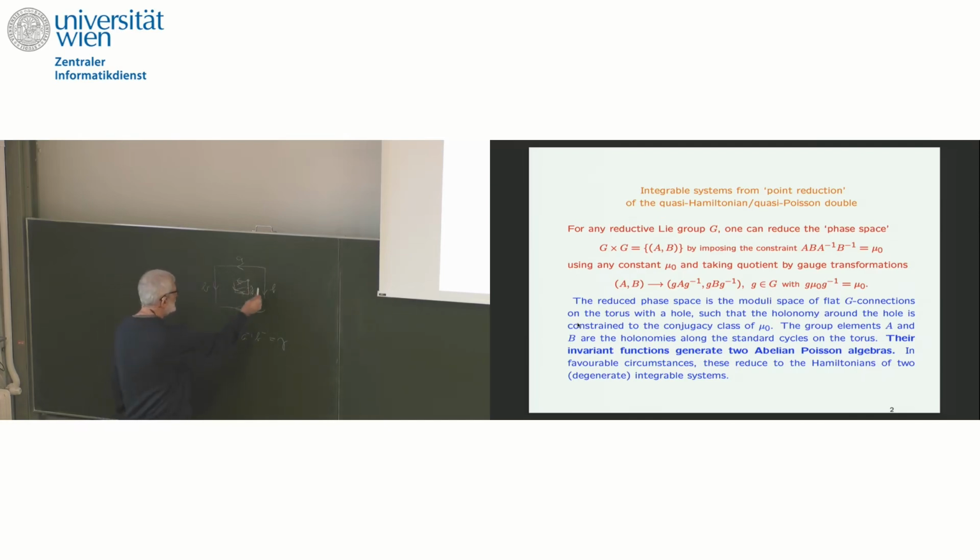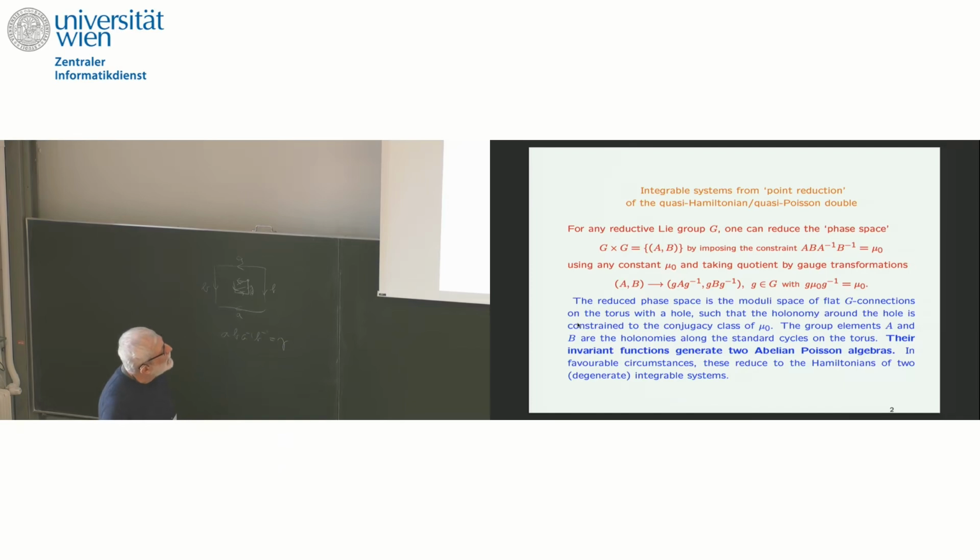I mean, this curve is the same as the curve around the hole, and consider flat connections with this principal connection, and then this gives a finite dimensional phase space, and one can fix the conjugacy class of the holonomy of the connection along that, I mean the boundary of the hole.